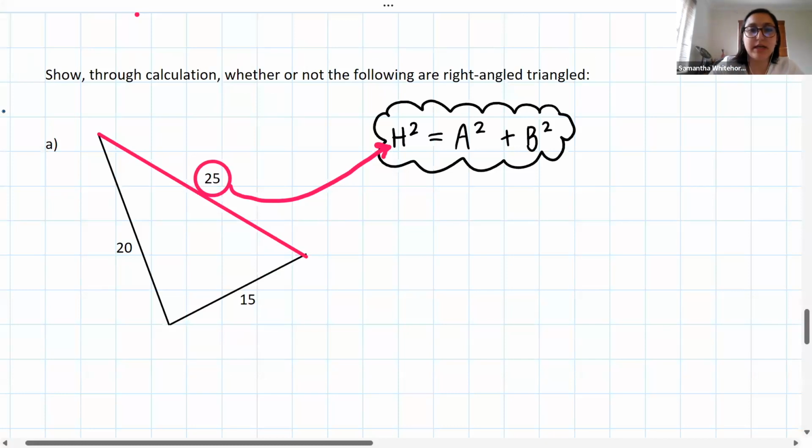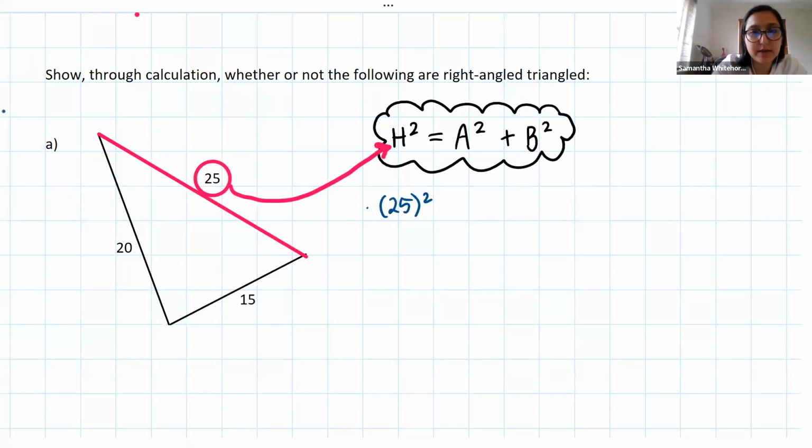Nice, grade 8s, well done. Okay, so if we substitute it in, we would have 25 squared is equal to 20 squared plus 15 squared. Remember our reason, converse Pythag.